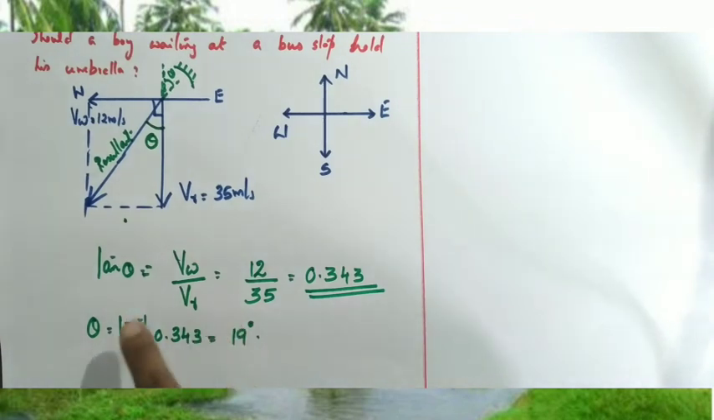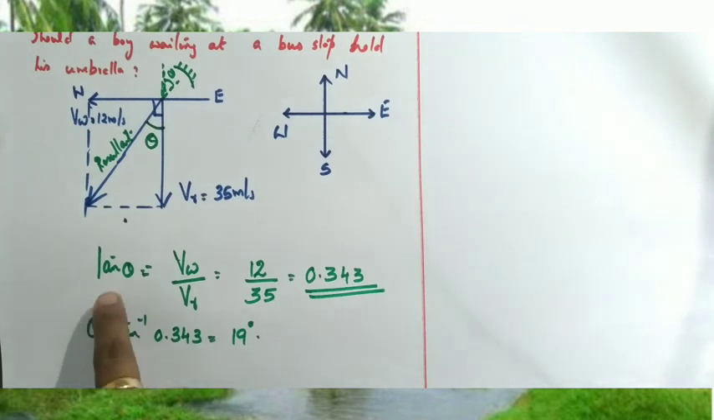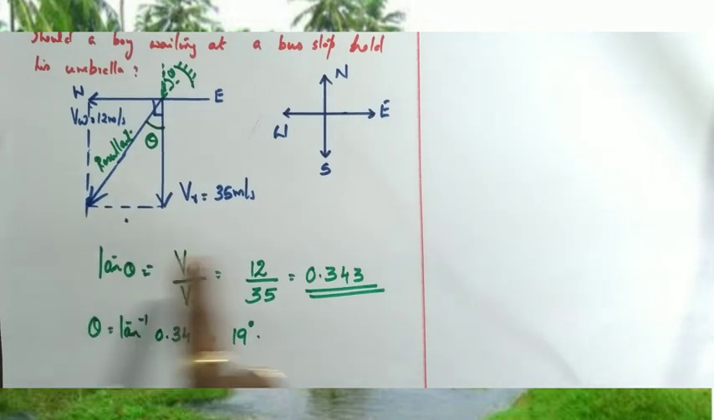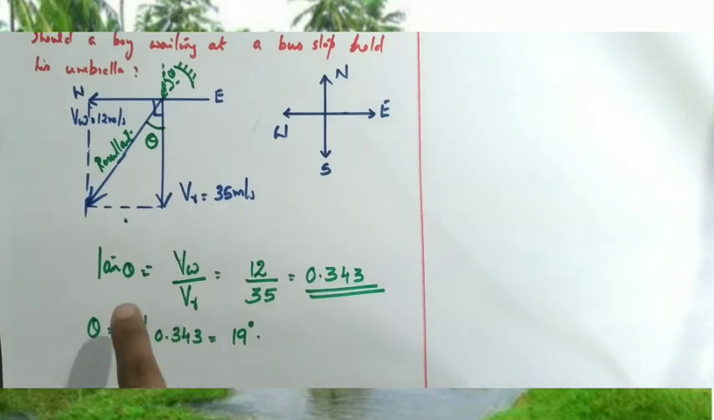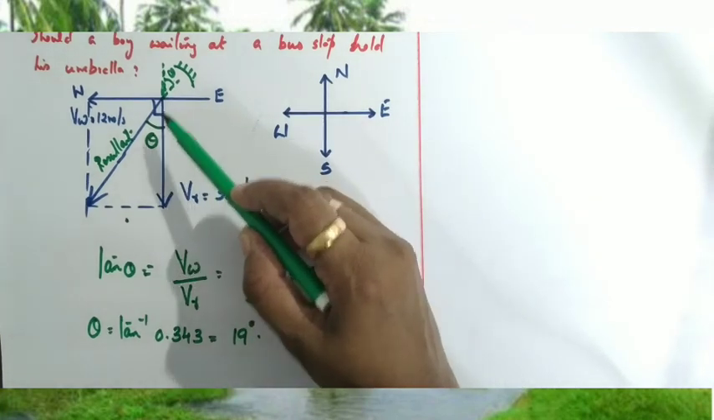For you people, the Clark table or scientific calculator is not provided. So we can wind up to this: tan theta equal to 0.343, just write up to this. Okay, here tan theta equal to 0.343.